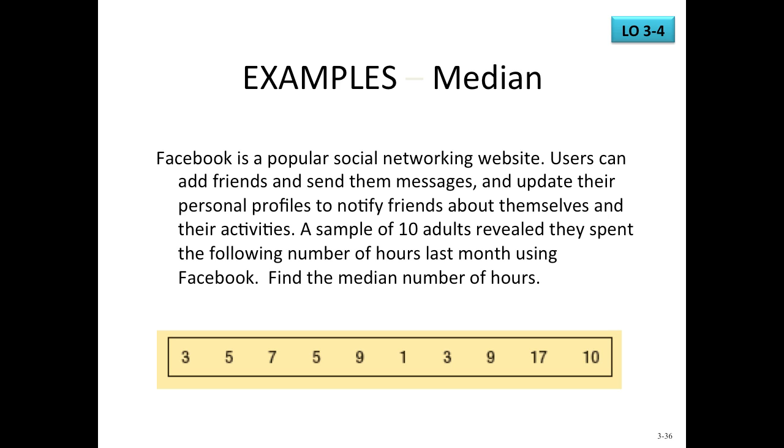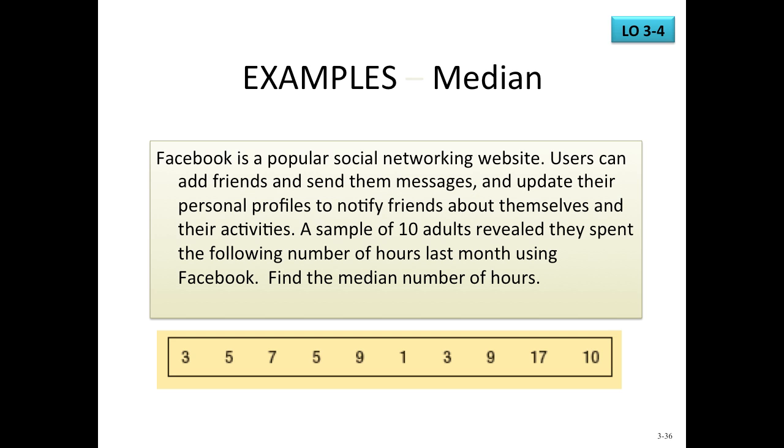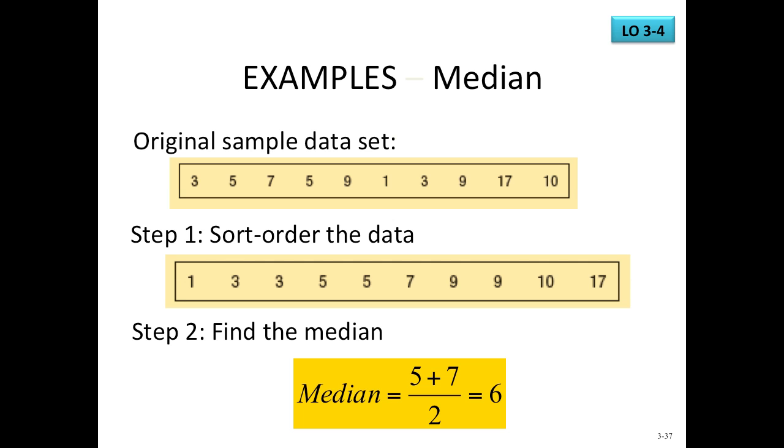So here's an example. Facebook is a popular social networking site, and a sample of 10 adults revealed they spent the following number of hours last month using Facebook. Find the median number of hours. So the first thing to do is put them in ascending order, and then you would come up with 5 and 7 as the two middle numbers, and divided by 2 would give you 6.